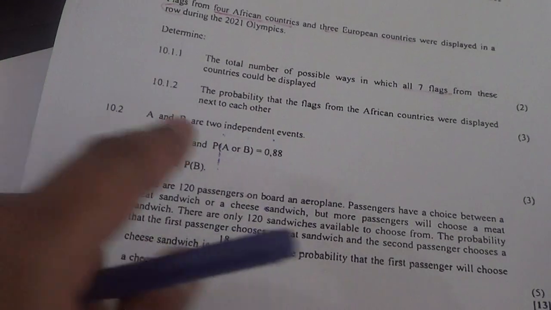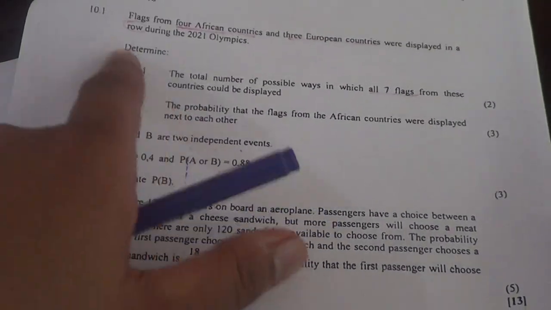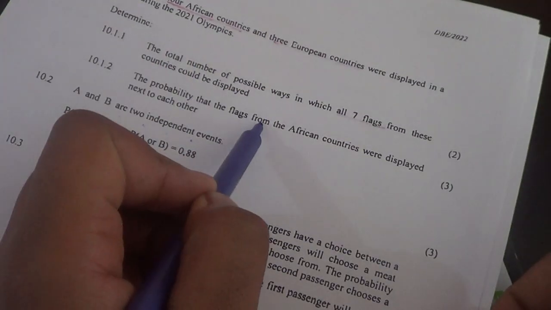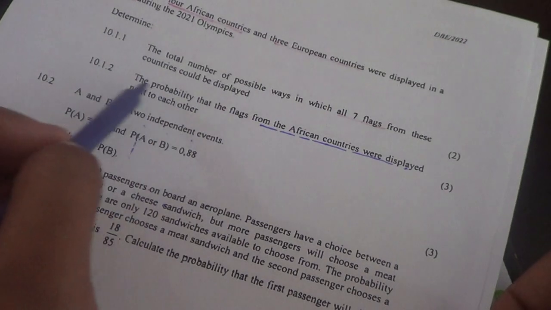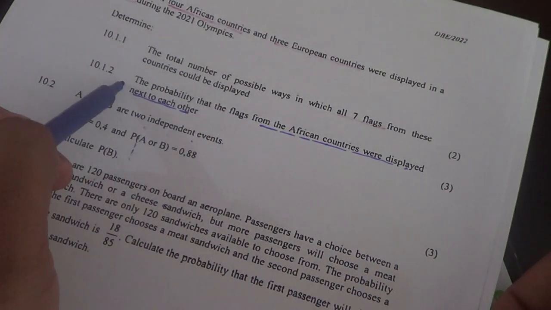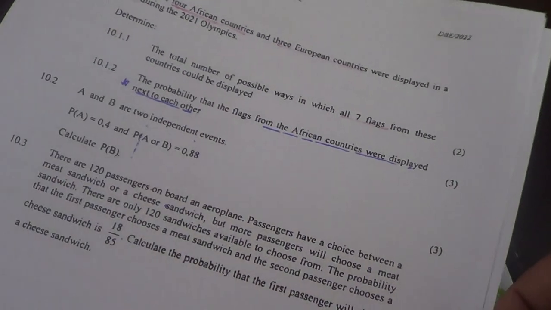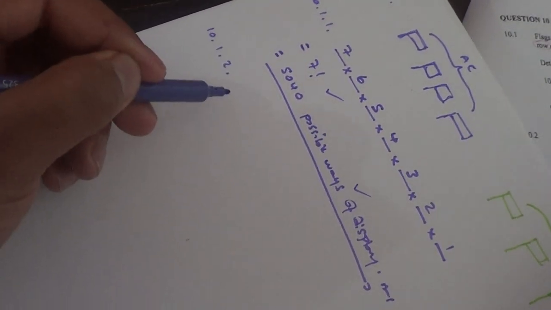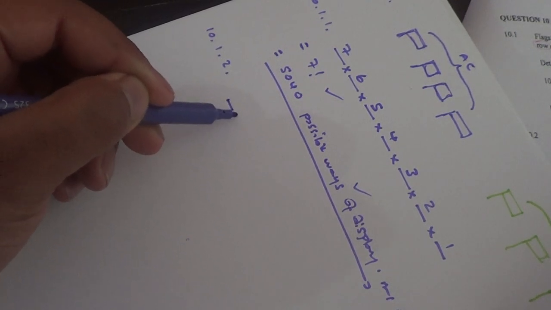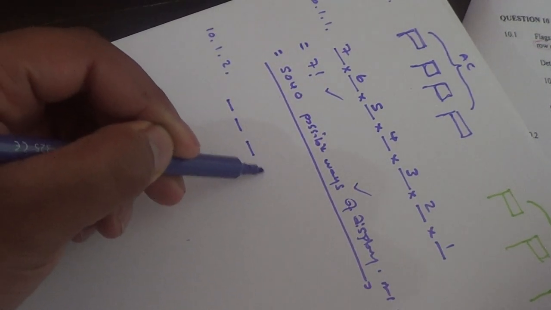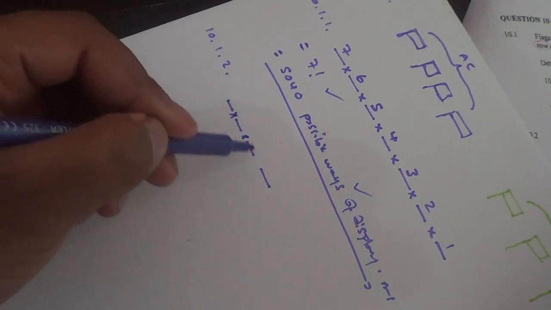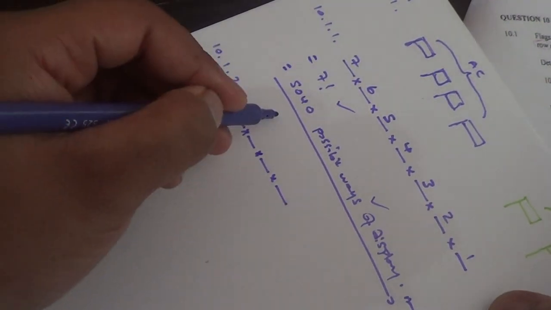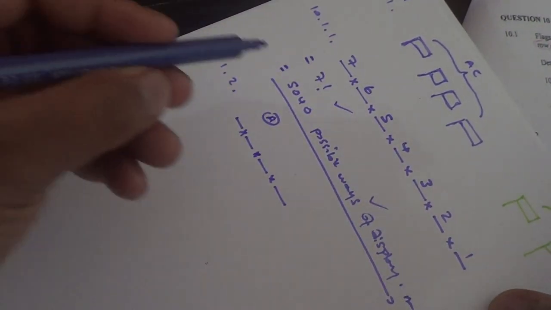You must own it. So it says now, determine the probability that the flags from the African countries were displayed next to each other. So now there's a bit of a restriction here. All right, so let's think about these African country flags together. So they are 4 in total. So this is 1, 2, 3, 4. And we know we're going to multiply those possibilities, né? So if we're talking, these are the African ones, think of them as African.